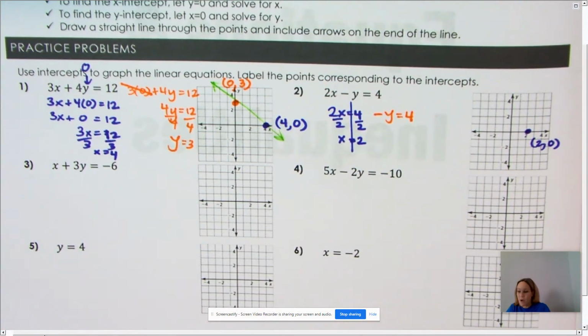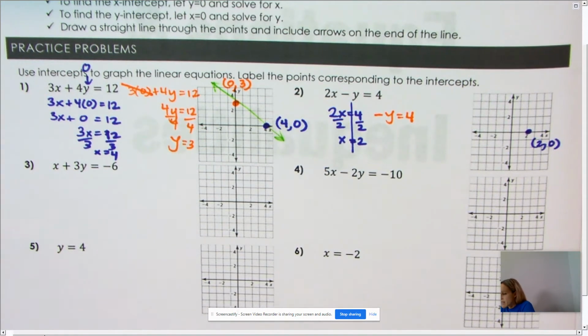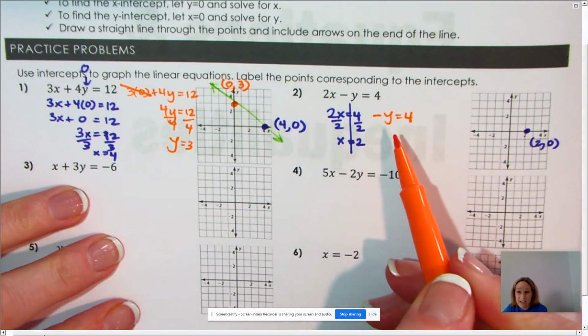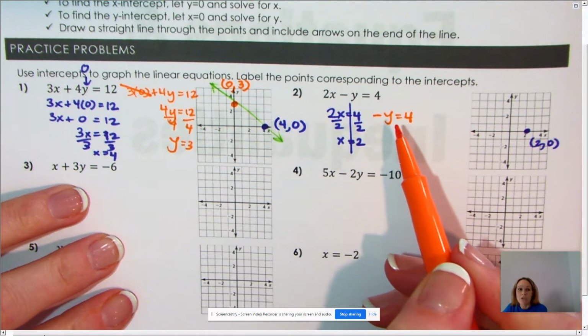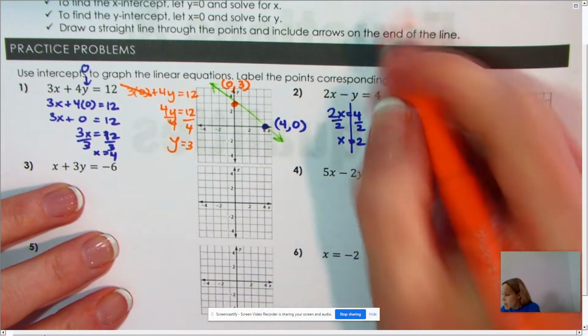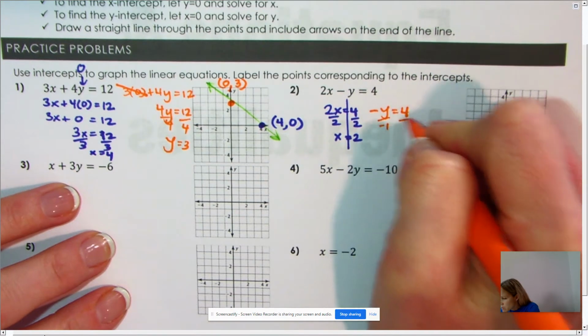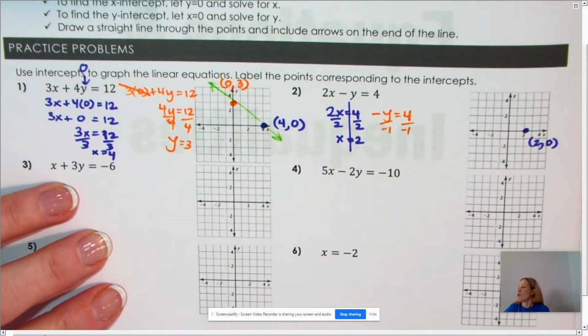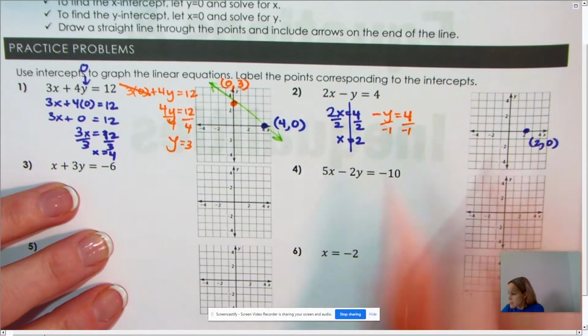Okay, now we're going to do the y-intercept. The y-intercept, y is almost by itself, but there's still that negative. You have a couple options. You could just switch the signs on both sides. Mathematically, sometimes I'll tell my students just divide by -1 on both sides or times by -1 on both sides.